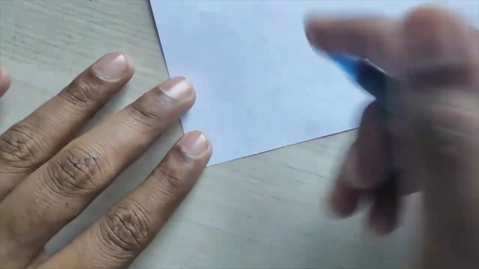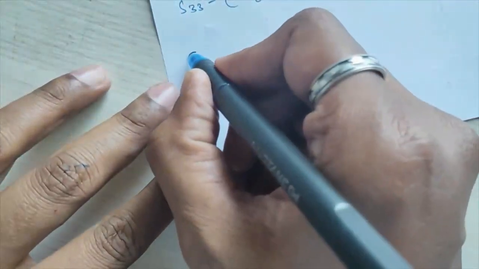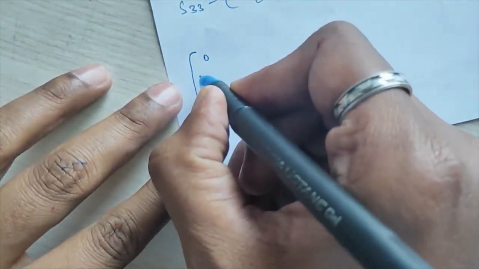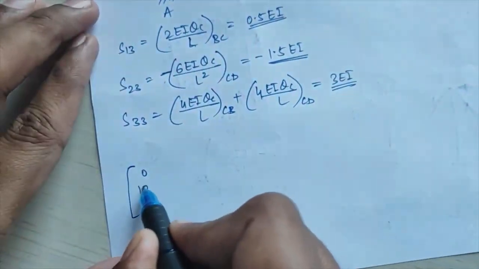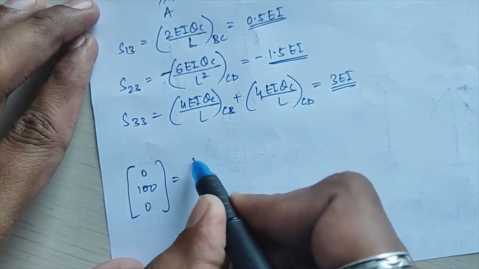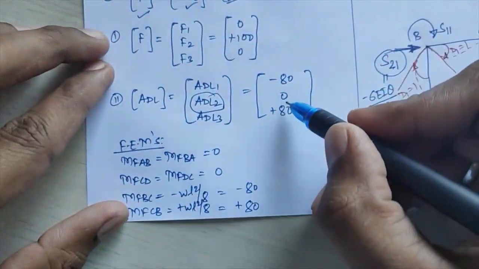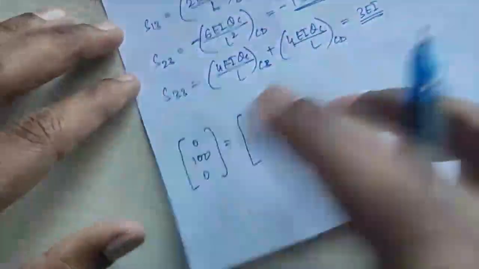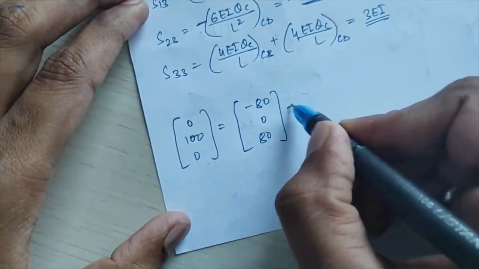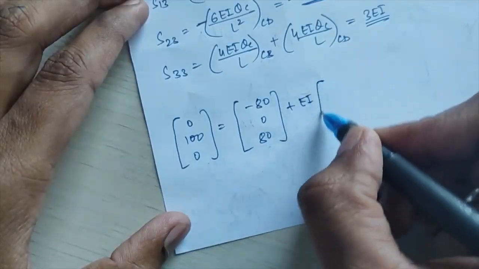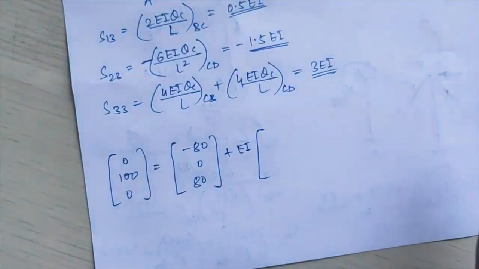Now next, we'll write all these values in matrix form. So F of 1, 2, 3, this I have got as first 0, right? Second value that I have got as 100 and 0 again. So 0, 100 and 0 is equal to AD L1, L2 and L3, that I am getting as minus 80, 0 and plus 80, plus from S matrix I take EI common.